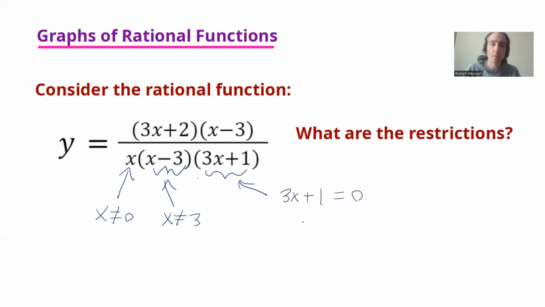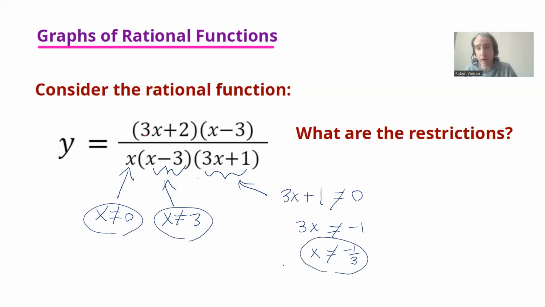So if you take away 1, you get negative 1. And if you take x and divide by 3, and divide the negative 1 by 3, you're going to get x cannot equal negative 1/3. So that's going to be a restriction. You've got 3 restrictions here: 0, 3, and negative 1/3. All of those values will make your denominator equal to 0. Because you cannot divide by 0, those are considered domain restrictions.